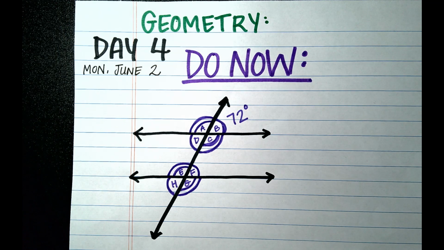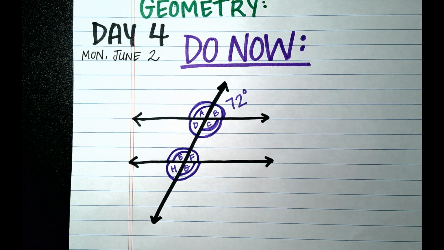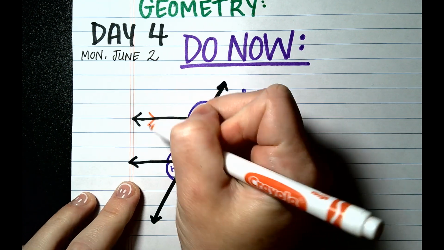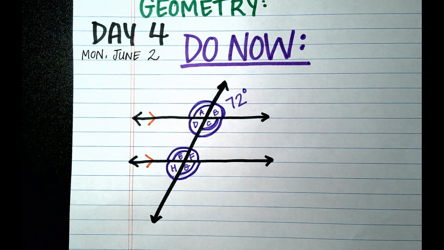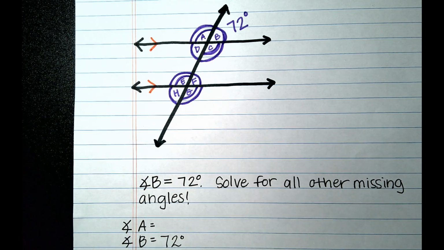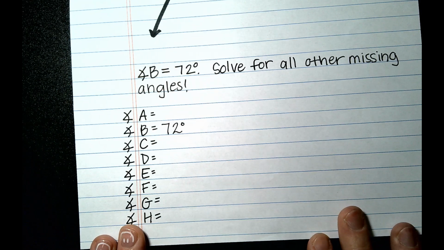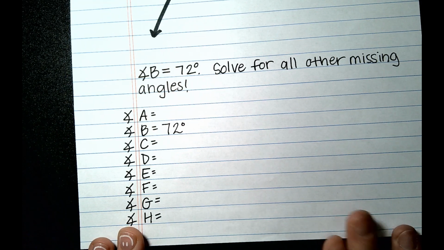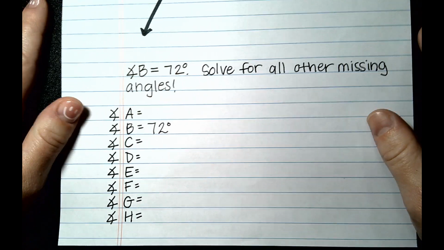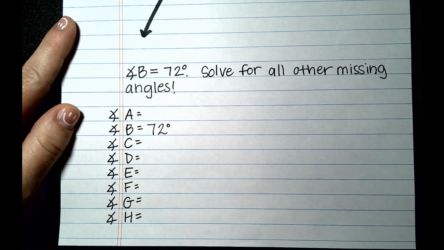So for your do now, I gave you the measure of one angle. Angle B, it's 72 degrees. Now, what I didn't remember to do is tell you that these are parallel lines, but I think you all probably assumed that. So we have the measure of angle B at 72 degrees, and I wanted you to solve for all other missing angles. Now, this looks like a lot of angles to solve for. But I bet it surprised some of you, or maybe it didn't. Maybe you knew immediately. Once you solve for another one, you basically have all the answers.